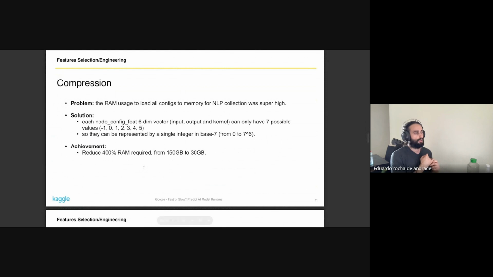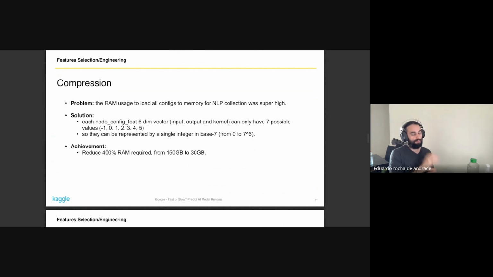And thirdly, we did some compression for the layout config features, because those features are usually an 18-dimensional vector, 6 for inputs, 6 for output, and 6 for kernel. And we noticed that the issue would be that usually these are very sparse, as in it is just the number of the configurable nodes. But then to train a model, we need to get this vector to a dense state and replicate these 18-dimensional vectors for all the nodes in the graph. And this will take a lot of RAM as well.